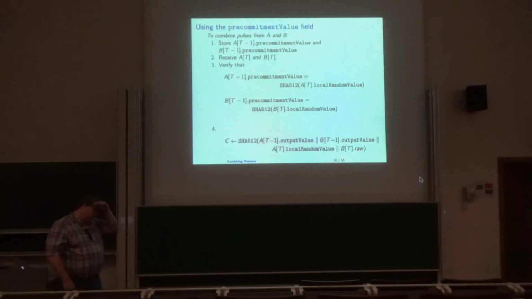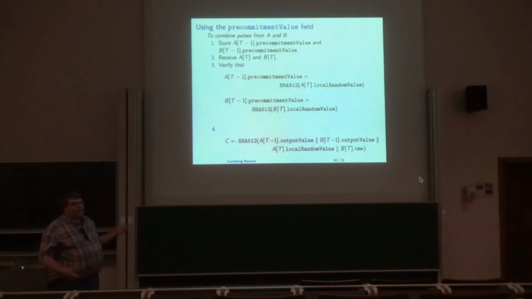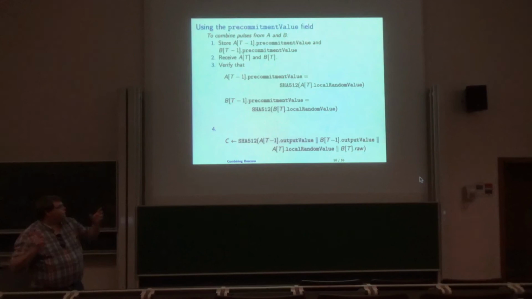This is the recommendation we have, and this is a document that we're writing. This is the basic formula here. We have to take the pulses at time t minus one from each of the two beacons. Let's say that I'm combining two beacons that are running from different organizations. So at time t minus one, a minute ago, I'm going to be looking at these pulses when they first come out, and I'm going to record those pulses.